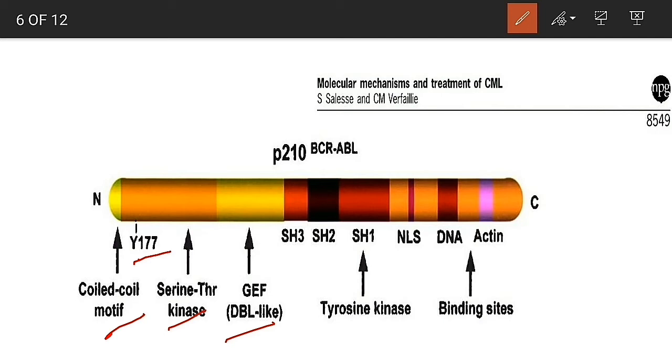Now in case of the ABL portion, there is the presence of the SH2 and SH3 regions, and there is the presence of SH1, that is the tyrosine kinase domain, and there is also the presence of a nuclear localization signal, that is NLS, and there is the presence of DNA and actin binding domains.